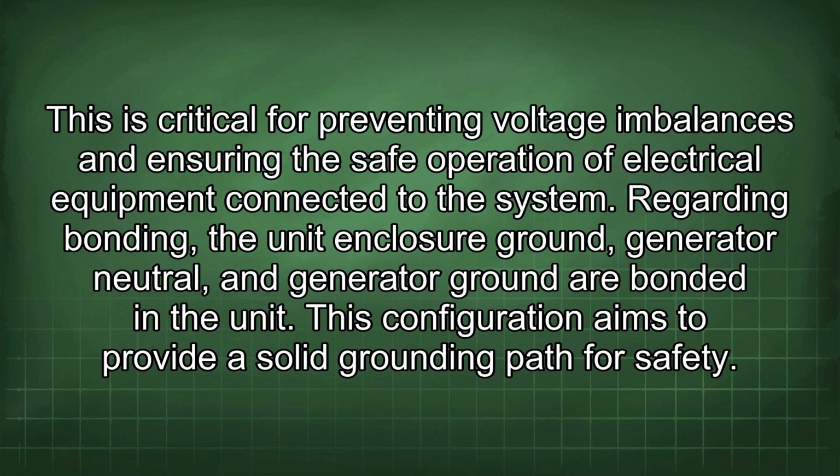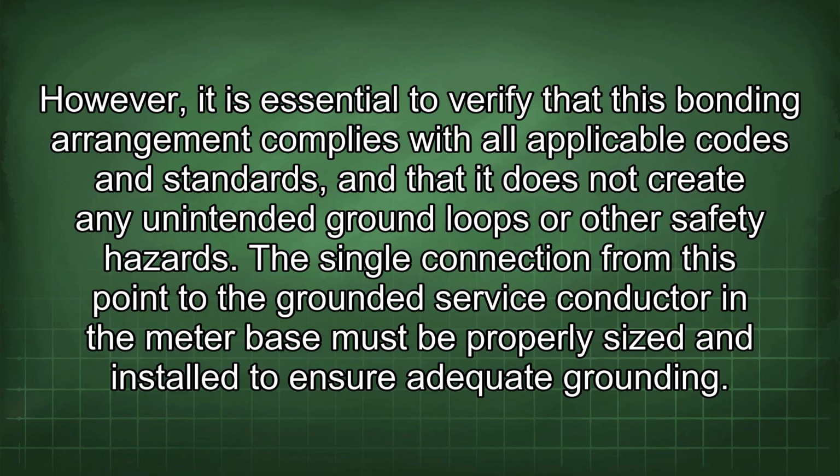This is critical for preventing voltage imbalances and ensuring the safe operation of electrical equipment connected to the system. Regarding bonding, the unit enclosure ground, generator neutral, and generator ground are bonded in the unit. This configuration aims to provide a solid grounding path for safety. However, it is essential to verify that this bonding arrangement complies with all applicable codes and standards, and that it does not create any unintended ground loops or other safety hazards.